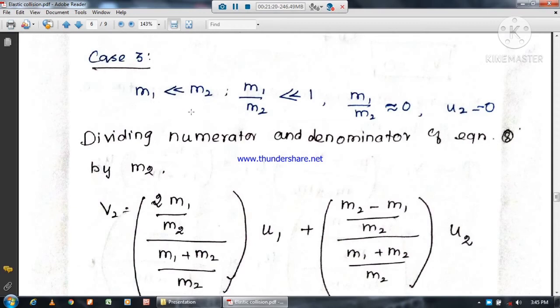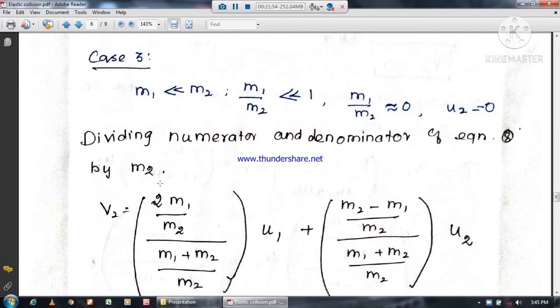Then case 3. Let us consider the first body is much lighter than the second body. So the first body is very small compared to the second body. So m1 is very much less than m2. So m1 divided by m2 is much less than 1, which is approximately equal to 0, and the second body is at rest, that is u2 is 0.